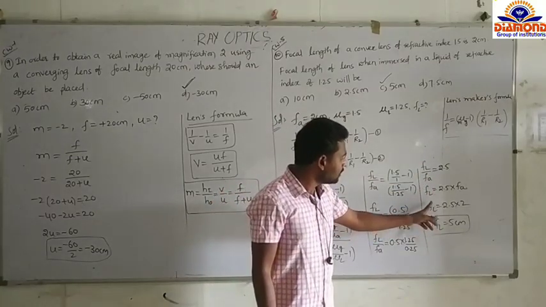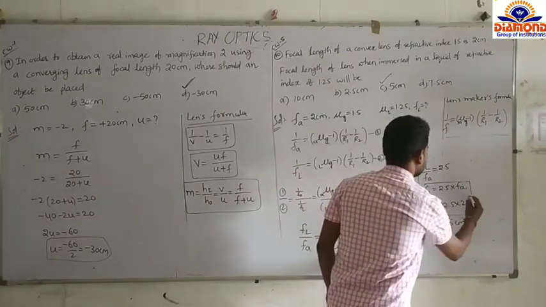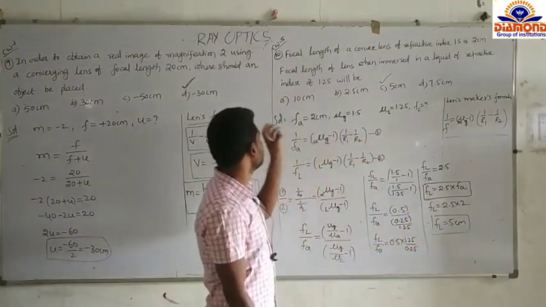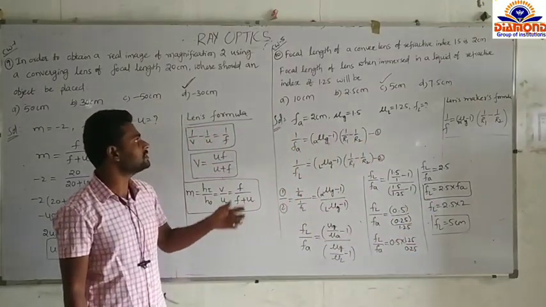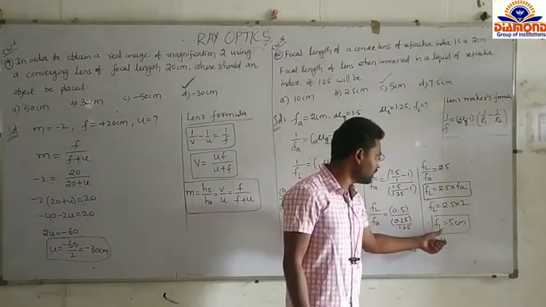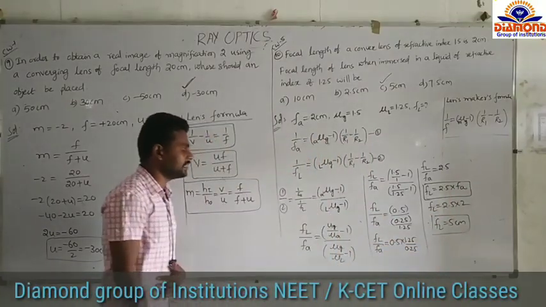You will get the focal length in the liquid as 5 centimeters. Already they mentioned the focal length in air is 2 centimeters. So when we keep the convex lens in a liquid of refractive index 1.25, the focal length of the convex lens increases to 5 centimeters.